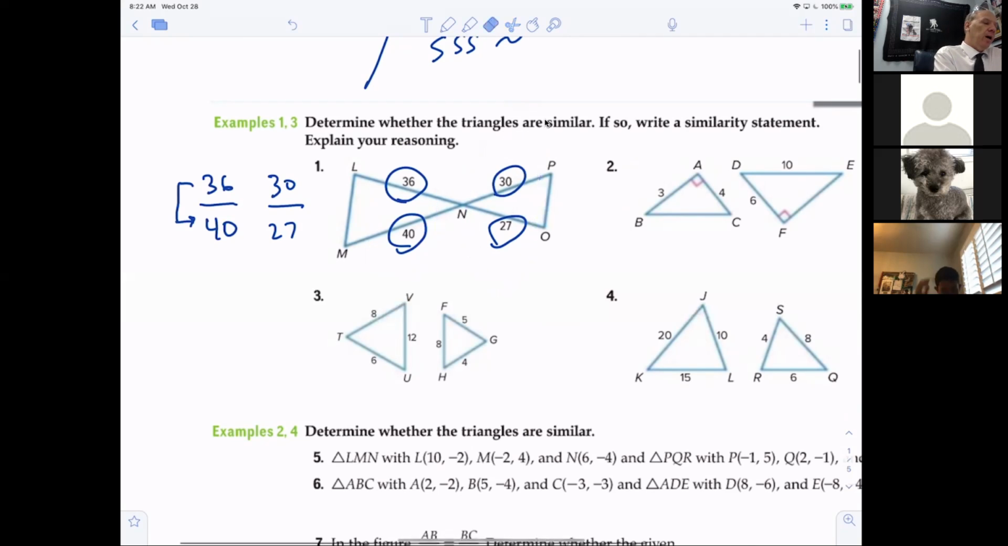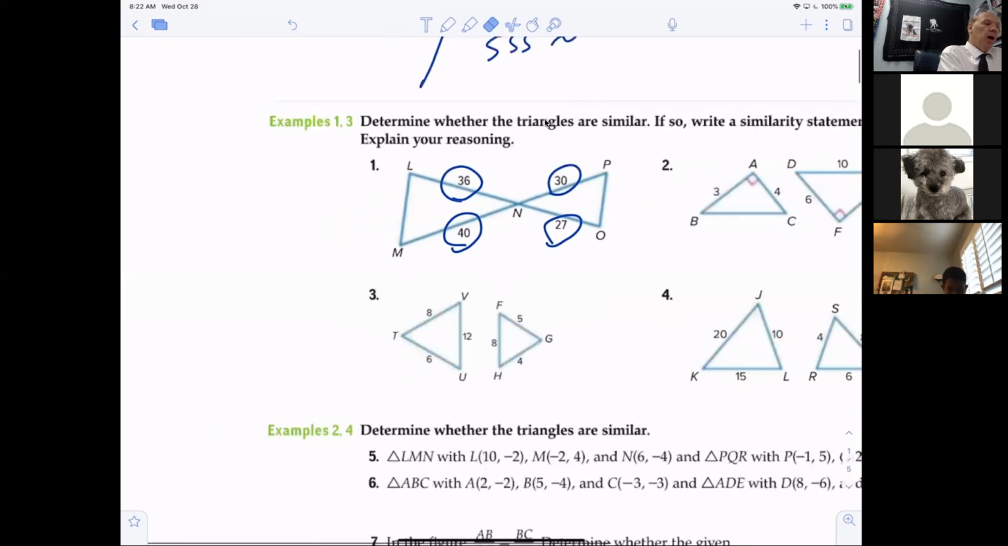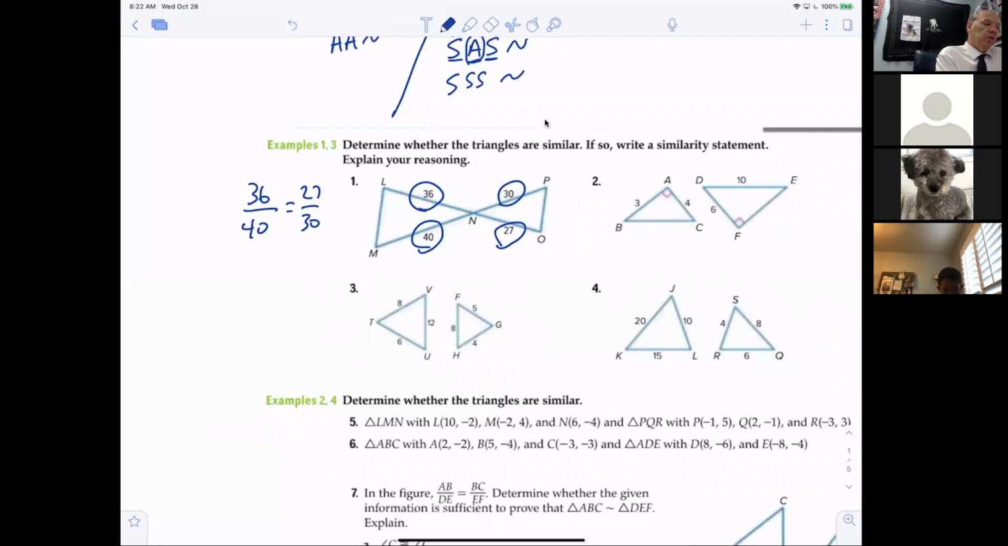Well, let me go ahead now and just set this proportion up. I want the small side or the small measure to be 36, and then you can say that's over 40. And then the other one would be 27 over 30. Is that a true statement? If I divide by 4, I get 9/10. Divide by 3, 9/10. That is correct.